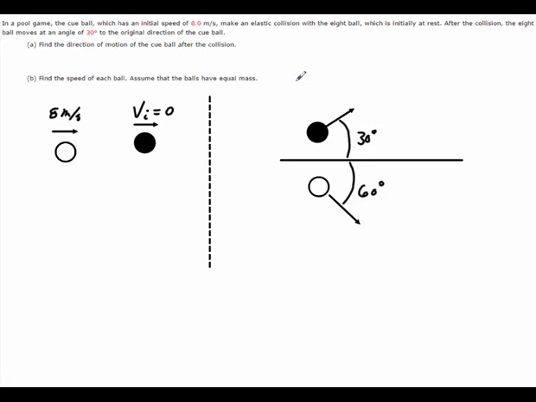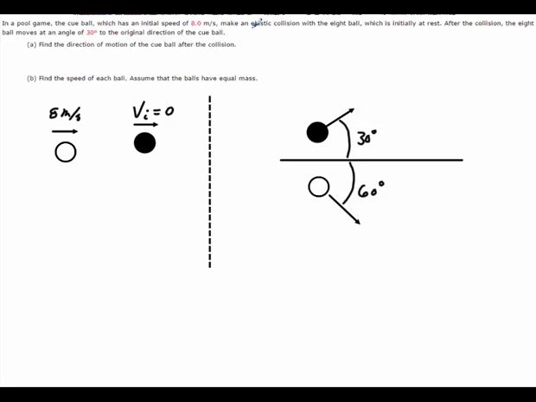I want to work 3 two-dimensional collision problems. The first one, we have a pool game. The cue ball, which has an initial speed of 8 meters a second, makes an elastic collision with an 8 ball, which is initially at rest. After the collision, the 8 ball moves at an angle of 30 degrees to the original direction of the cue ball. We want to find the direction of motion of the cue ball after the collision and find the speed of each ball. Assume that all balls have the equal mass.